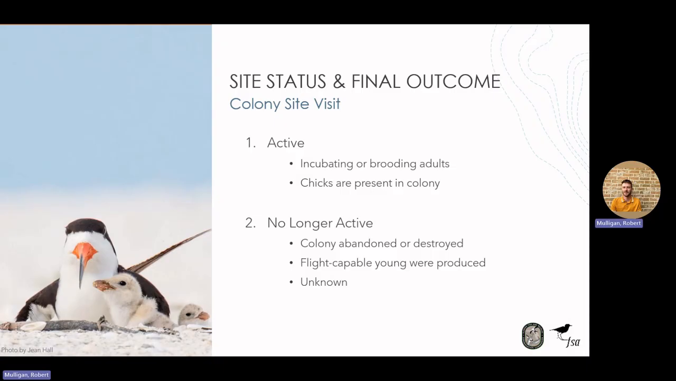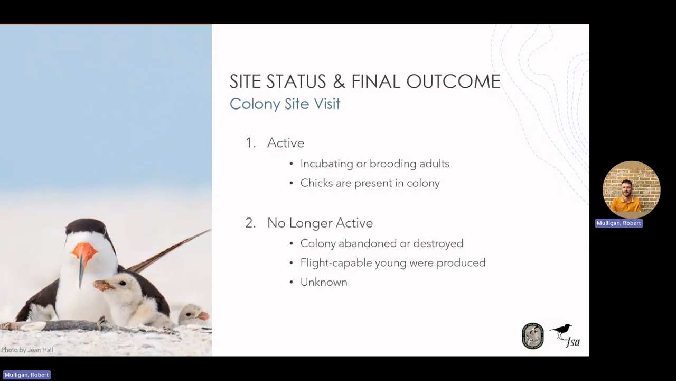The seabird colony form has 2 categories, active and no longer active, which are similar to nest status for solitary nests. Active means you saw at least one bird in the colony in incubating or brooding posture, or at least one chick is present in the colony.